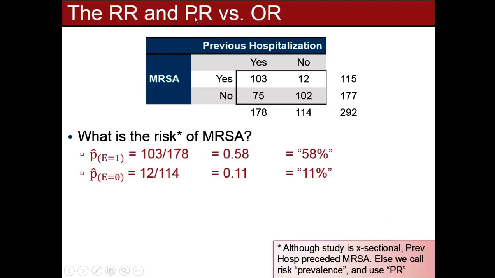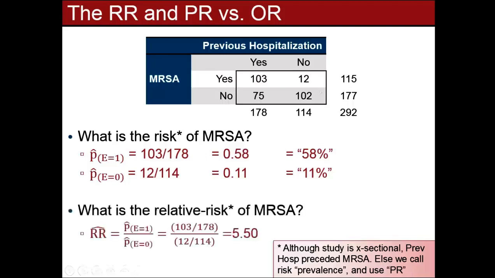We can call it prevalence ratio too. But we compute the risk of having MRSA in the columns, right? So 103 over 178, 58% of the previously hospitalized develop MRSA, compared to the non-previously hospitalized, and it's 11%, 12 over 114. Okay, so that's the risk. And you can compute this thing called the relative risk, as the ratio of these 2 pieces, and that's 5.5.